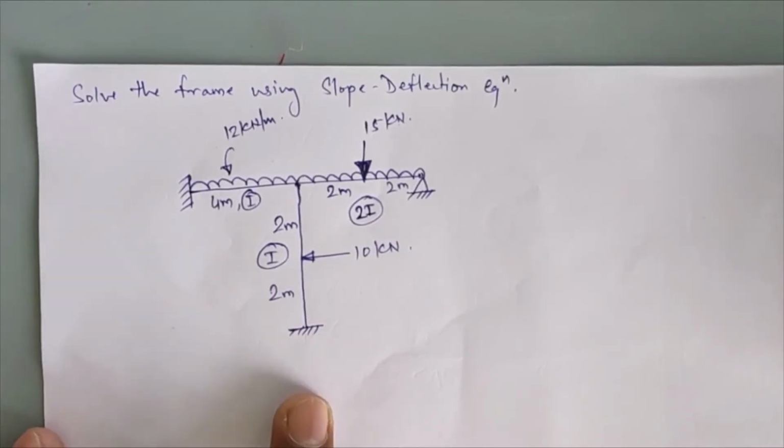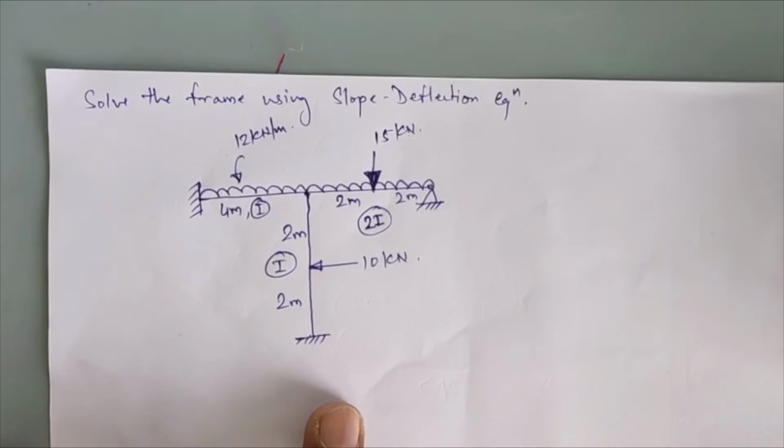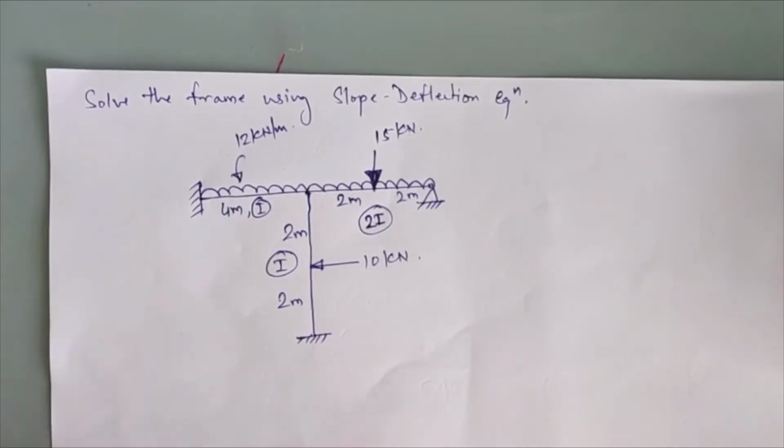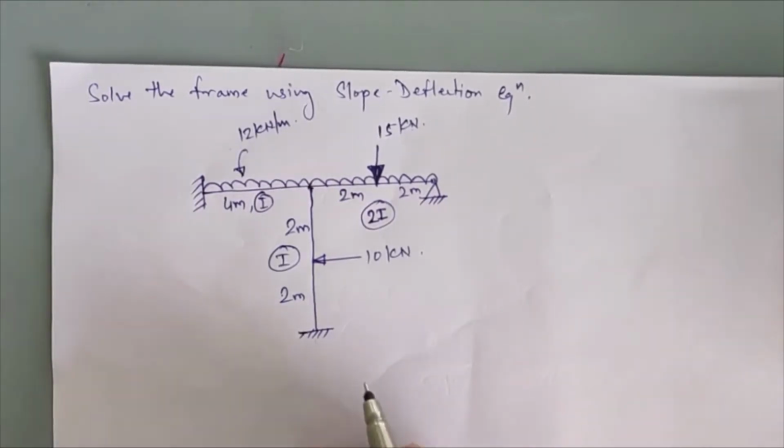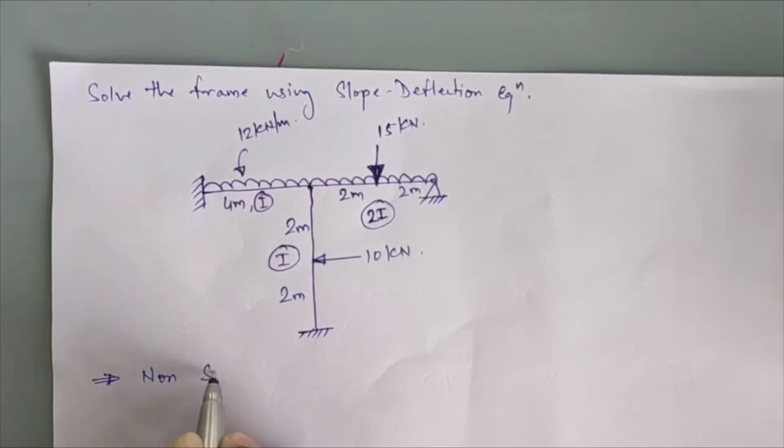Now, in frames there are two types of frame. The first is the non-sway frame and the second is the sway frame. While solving for a sway frame we will see the concepts of how the frame sways, but now this is your non-sway frame. So initially this will be your non-sway frame.